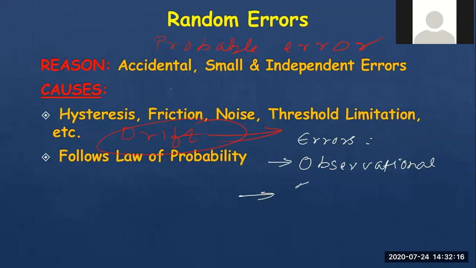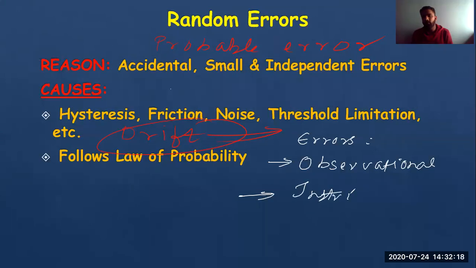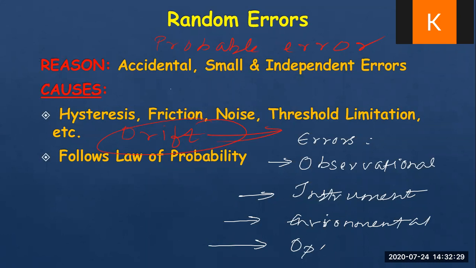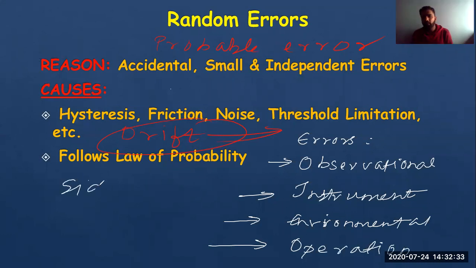Environmental error. Instrumental error. Very nice. Instrument error. Operational error. Environmental error. Translation error. Operational error. Very nice. These are basic types. The other, transmission error. Random error. Signal transmission is also very important.